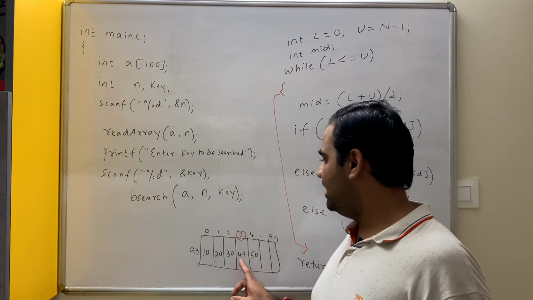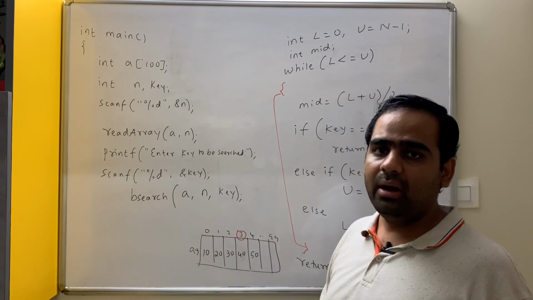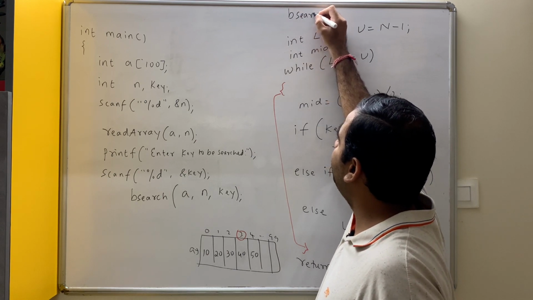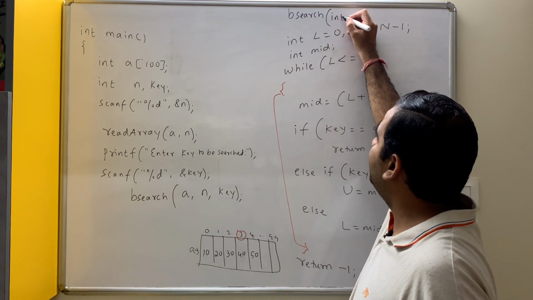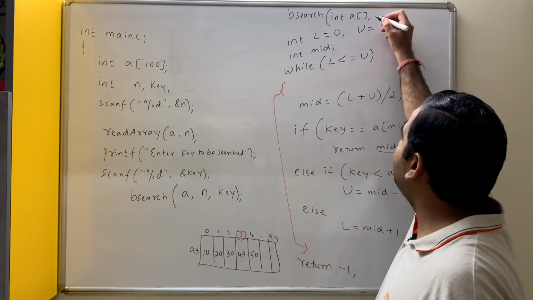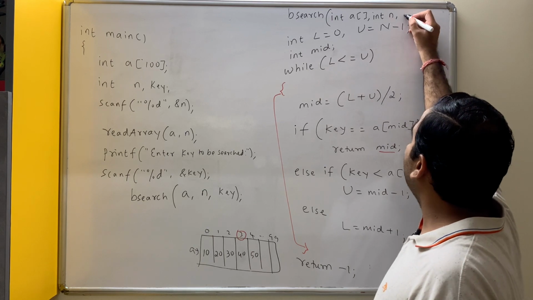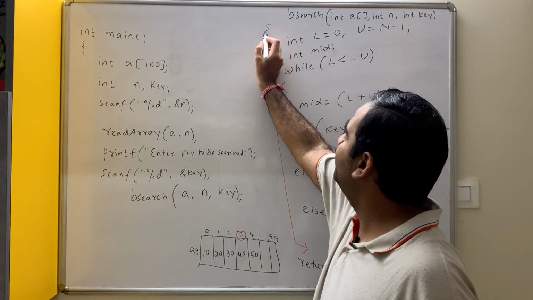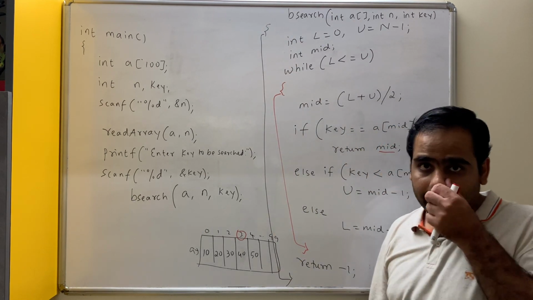Now assume that the value of key is 40. That means I need to implement the binary search function. Let's say bsearch. What is the first parameter? Integer one-dimensional array. Therefore, I write integer one-dimensional array. What is the second parameter? The second parameter is n. And what is the last parameter? The last parameter is key. Therefore, I say int key. Is that okay?